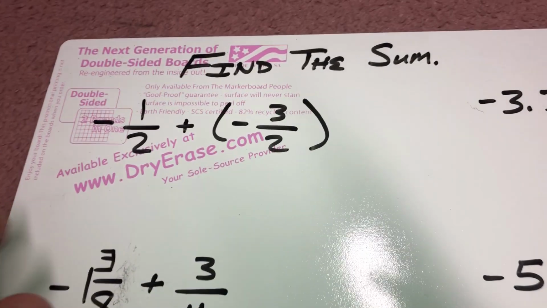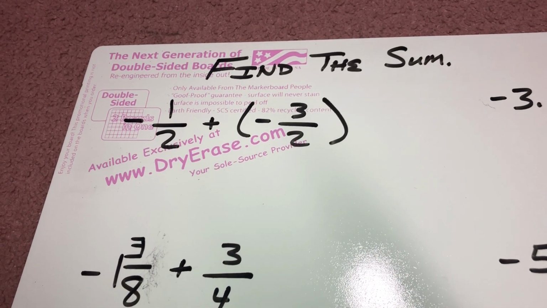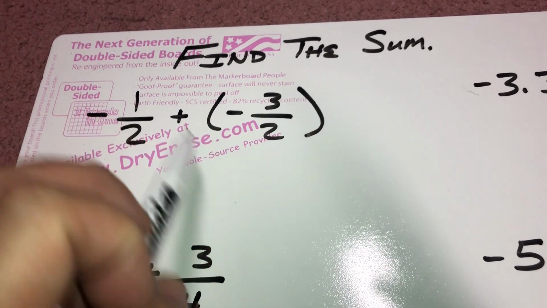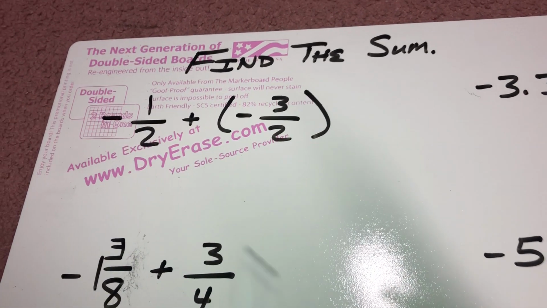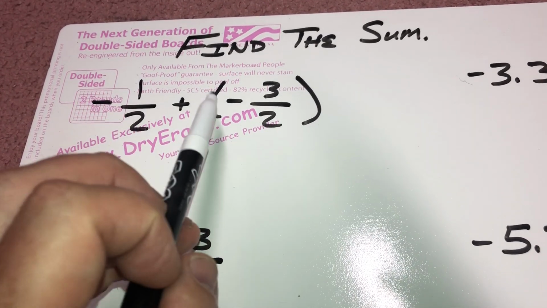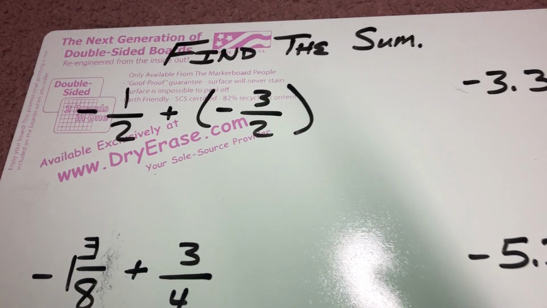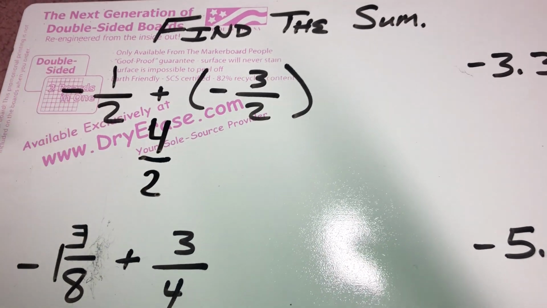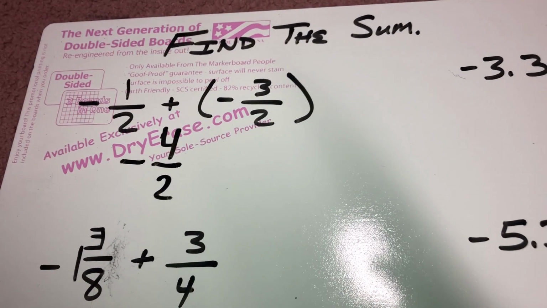Find the sum. Negative 1/2 plus a negative 3 over 2. Now, remember, once again, they put the parentheses to separate the operational signs. They don't want two operational signs together. So the fact that they're both negative means that I can just do 1 over 2 plus 3 over 2. Now I know that 1 over 2 plus 3 over 2 is going to equal 4 over 2. But they're both negative, so it has to be a negative 4 over 2.